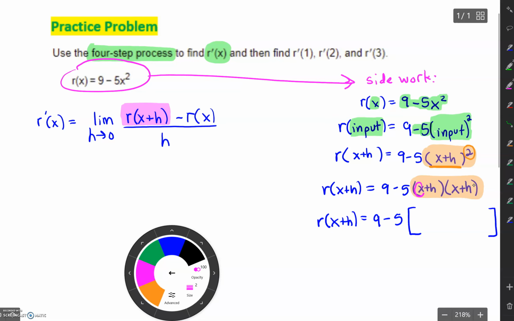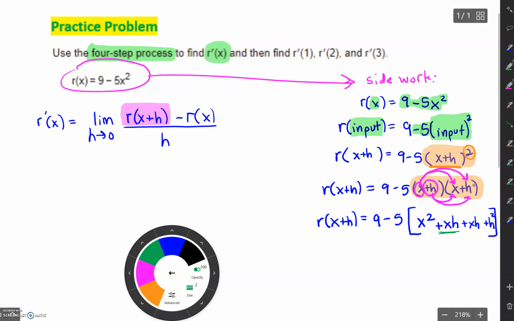Okay, so first times first, x times x is x squared, plus first times last, x times h. I'm just going to write that side by side as xh. Then inner times inner, h times x. Order doesn't matter when we multiply. So instead of writing that as h times x, I'm going to write that as x times h so I can see my like terms a little bit easier. And then last times last, h times h is going to be h squared.